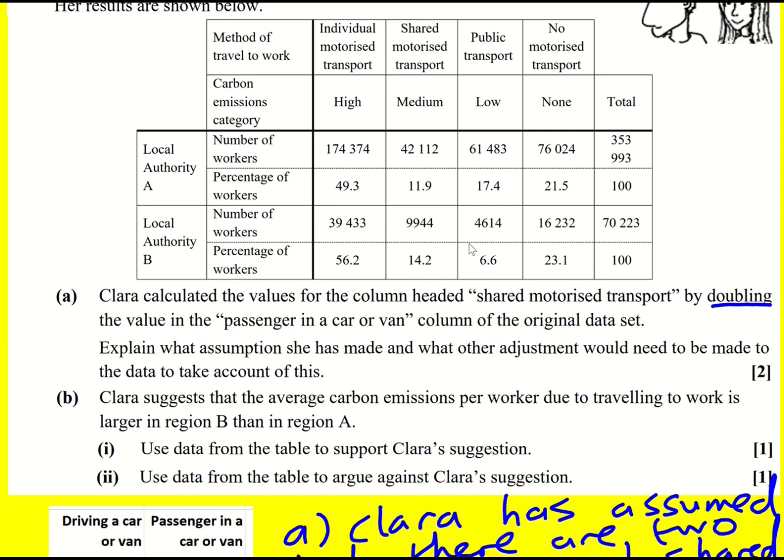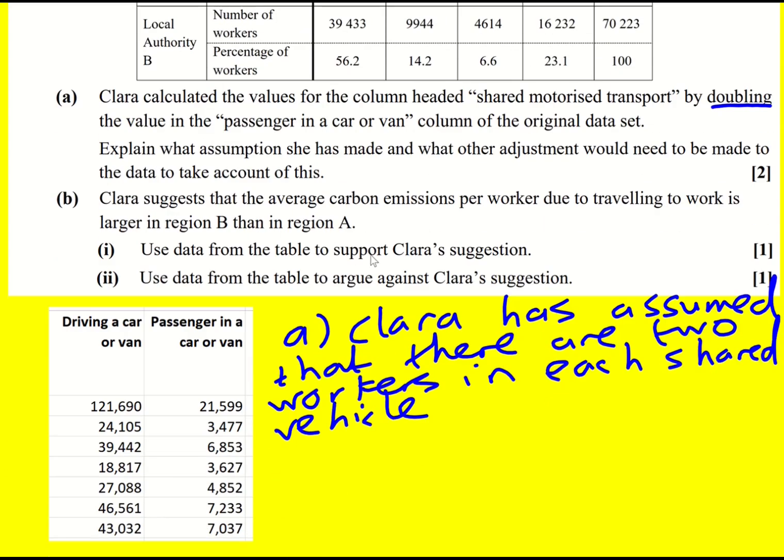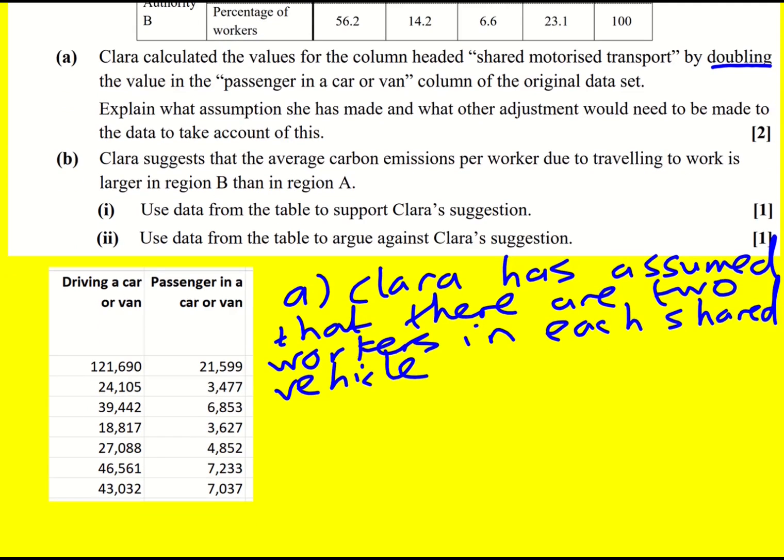So what other adjustments does she need? Well, we also have individualized motor transport. So she's kind of separating it because these people here driving a car or van, they might have passengers in or they might not. So you now have to make an adjustment to this column as well. Clara, I mean, this is the bit where you really need to have seen the large data set. What I would say is, you know what, it's 1 mark. Let's not stress too much. Okay. More important to practice the pure and other stats questions.